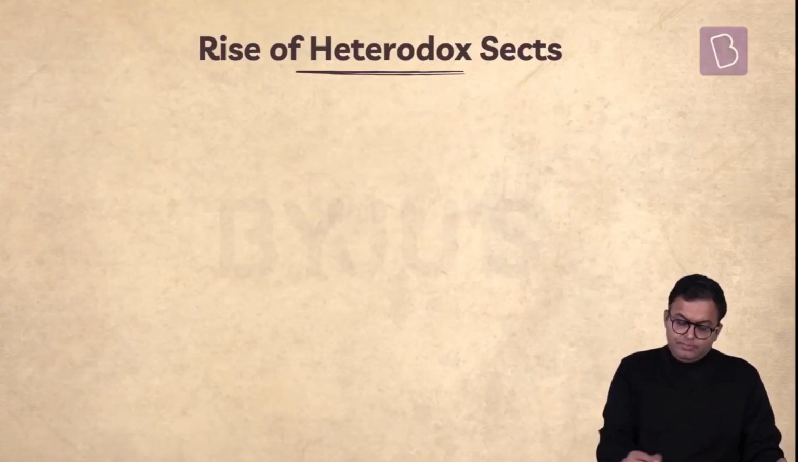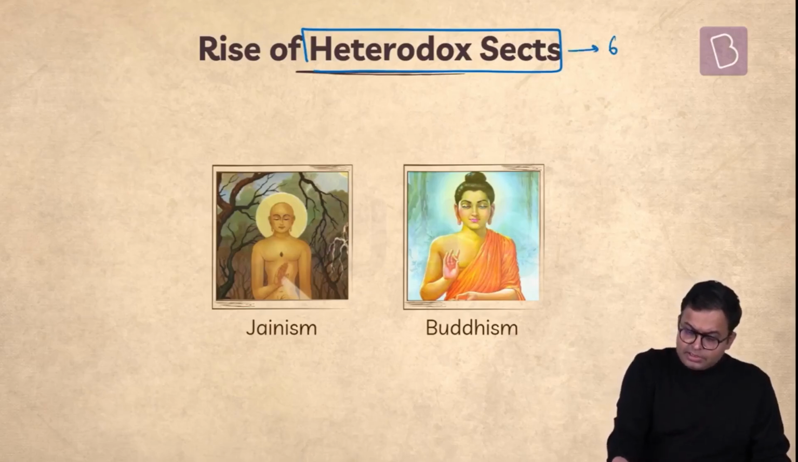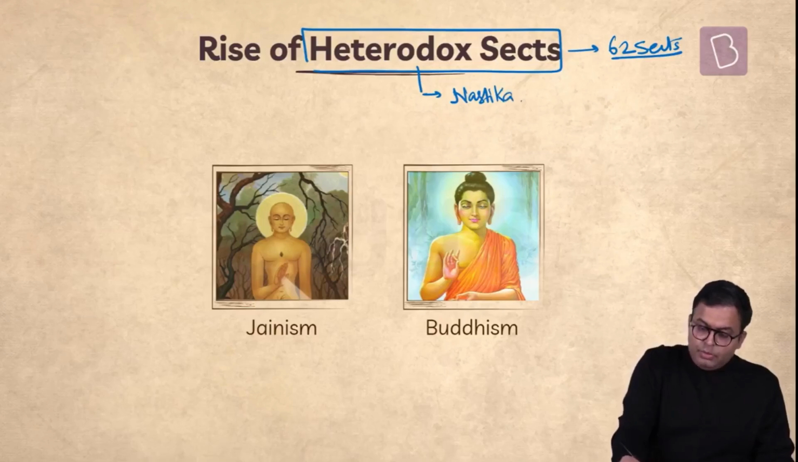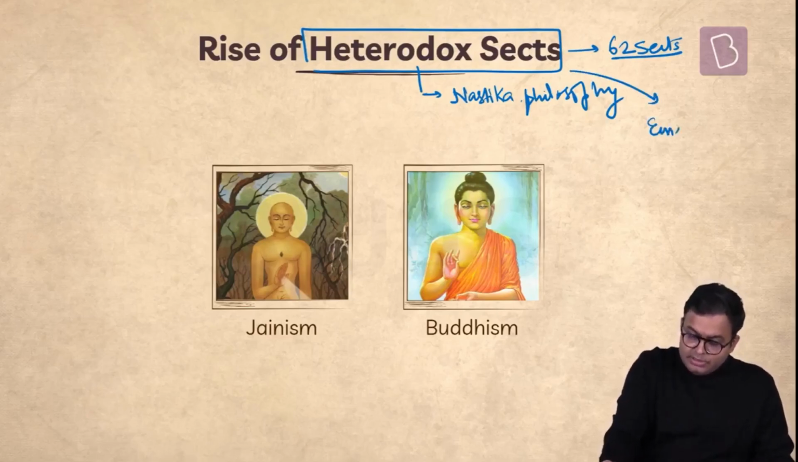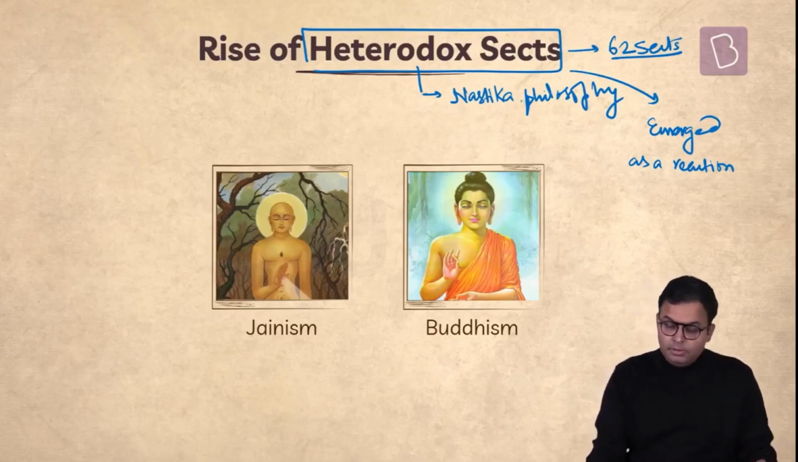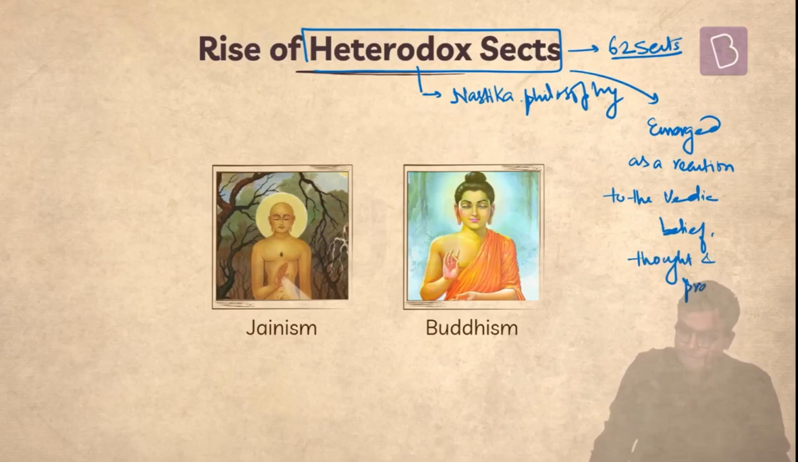Then we have ancient history. We have the rise of heterodox sects. As many as 62 heterodox sects were there. And why were they known as heterodox? Because heterodox here means belonging to Nastika philosophy. That is, these heterodox sects emerged as a reaction. There was a problem in the Vedic setup, so certain people were unhappy and they came up with their own belief system, as a reaction to the Vedic belief, thought, and practices.